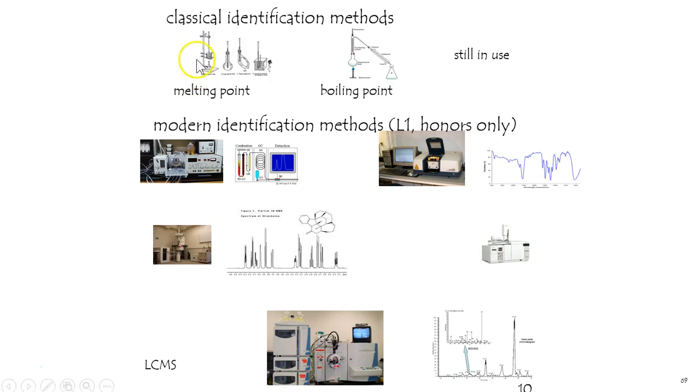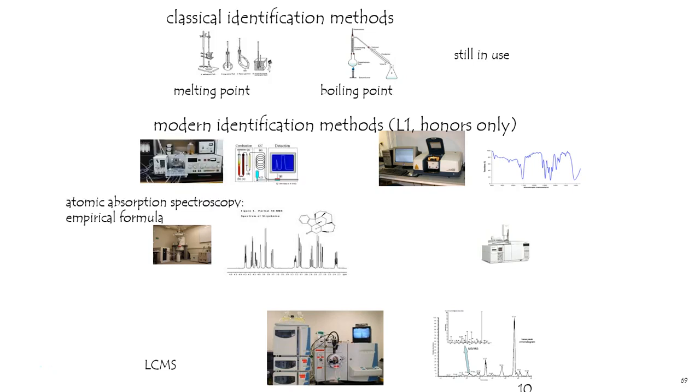If you did those two things for an unknown substance and found its melting point was 0 degrees Celsius and boiling point was 100 degrees Celsius, there's a very high likelihood you're talking about water. More modern methods use a little more electronics.